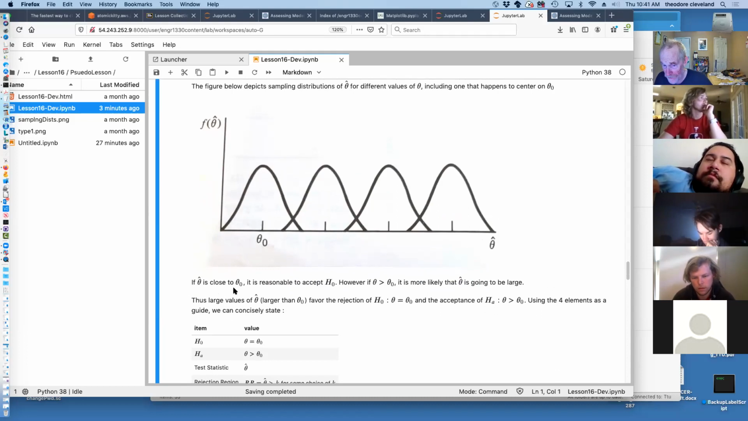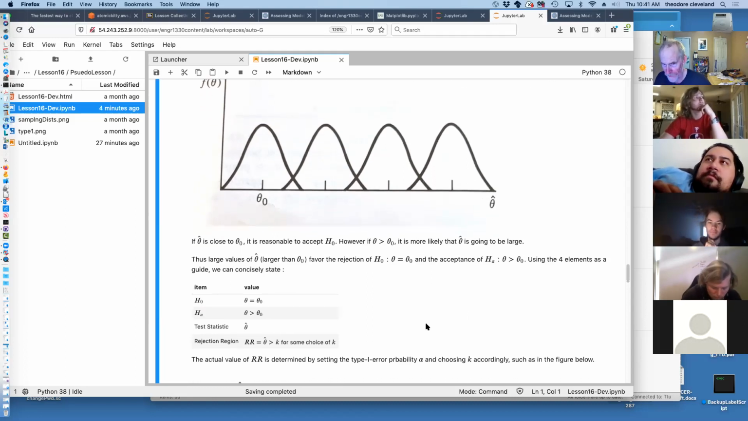If theta hat is close to theta zero, it's reasonable for us to accept our null hypothesis, although the usual terminology is do not reject. But if theta is a lot bigger than theta zero, it's more likely that the estimator is also going to be a lot bigger. And thus, large values of our estimator, theta hat, which are much larger than theta zero, our target, would favor the rejection of the null hypothesis that theta equals theta zero, and favor the acceptance of the alternative hypothesis that theta is larger than theta zero.